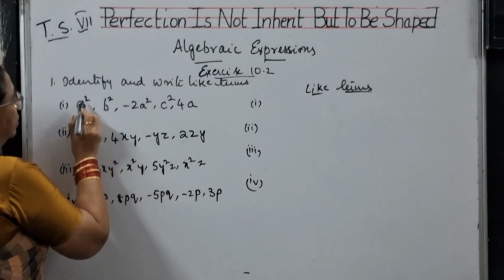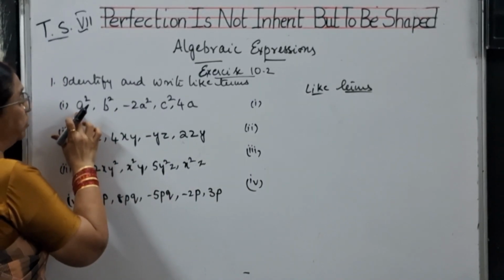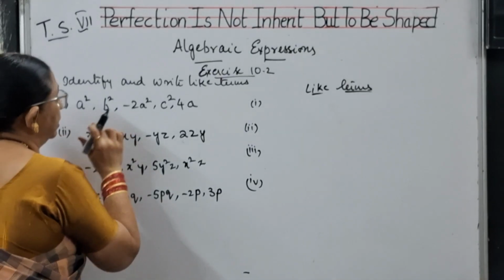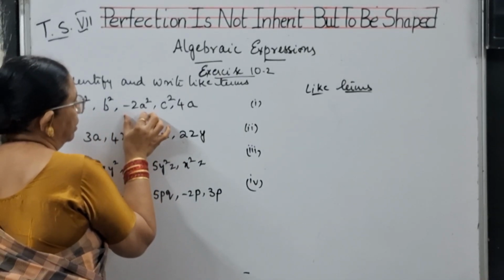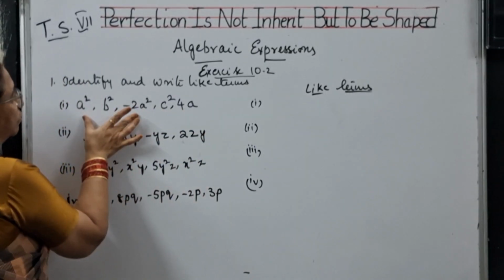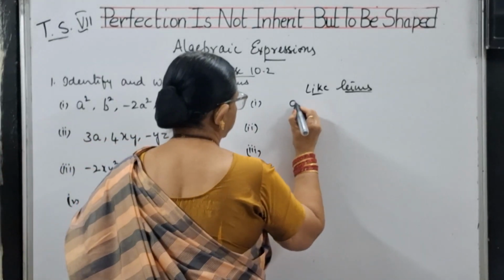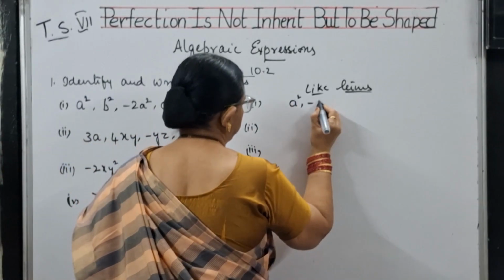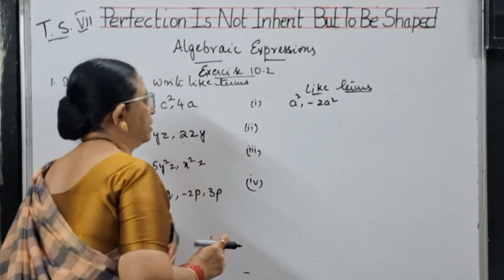See here, children. This is a square. Is there any other a square? Search properly. No. So first we will make this as a group. That is a square minus 2a square. These two are like terms.